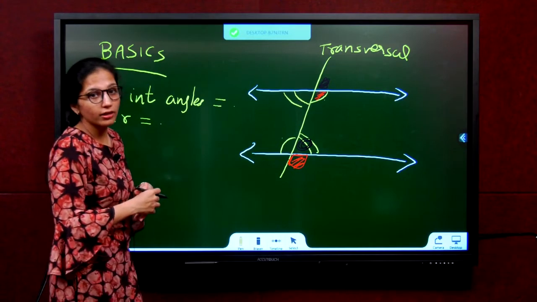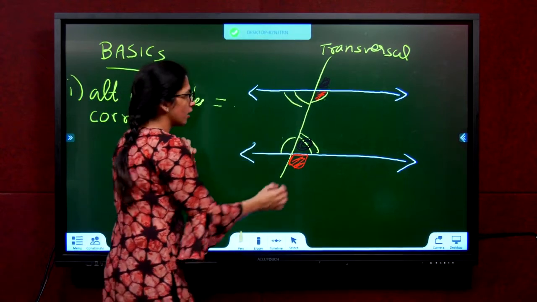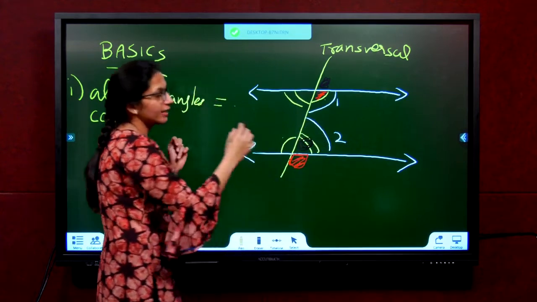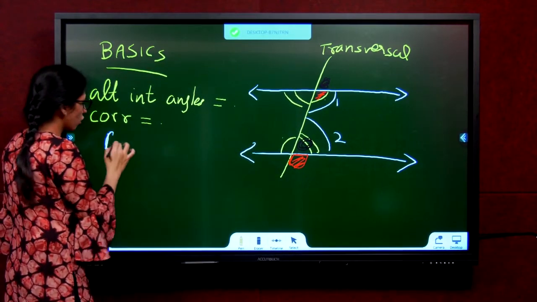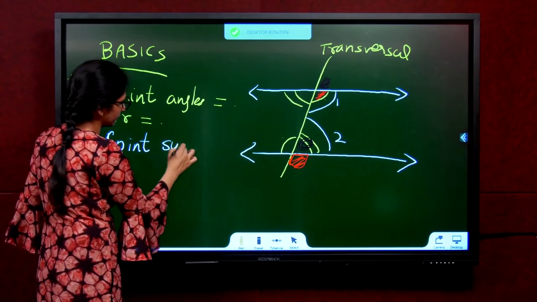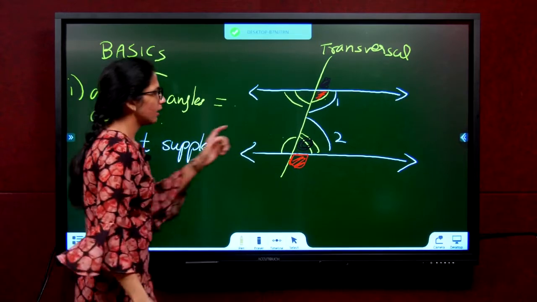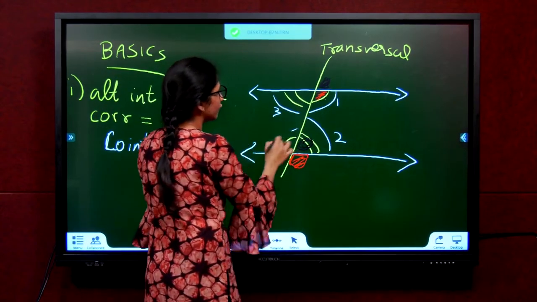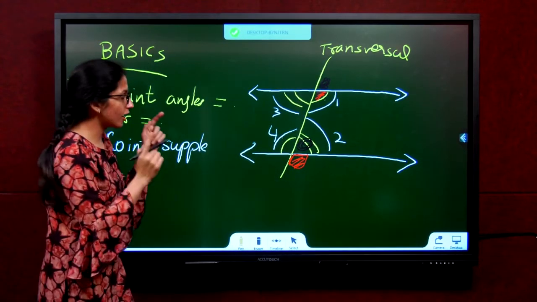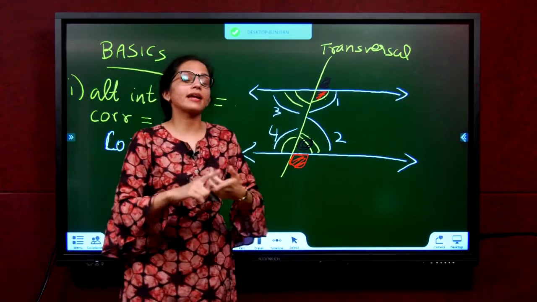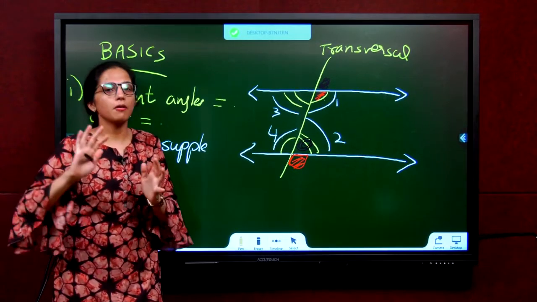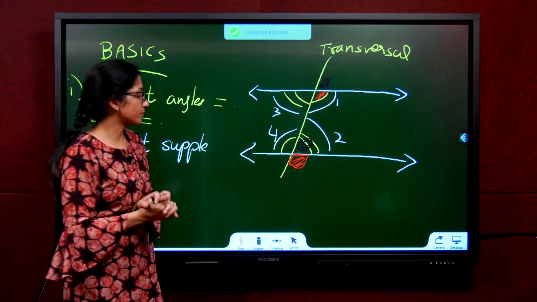The other thing that you need to know in parallel lines is co-interior angles, angles on the same side. Let's say this is angle 1 and angle 2. They sum up to 180. Co-interior angles are supplementary. Supplementary means sum up to 180. These two are co-interior. 3 and 4 will again be co-interior. So 1 plus 2 is 180, 3 plus 4 is 180. So if you have two lines parallel, alternate interior angles are equal, corresponding angles are equal, co-interior angles sum up to 180. There are many more, but this is sufficient enough to solve problems.